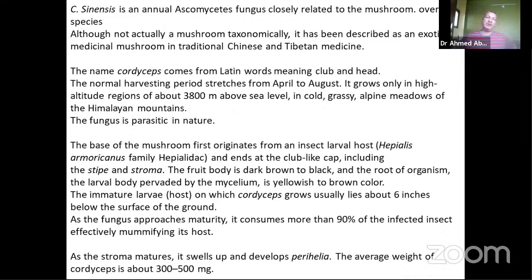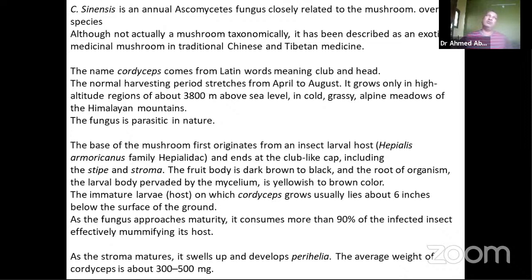I told you that many of the Northeast people go for the collection of these cordyceps in the mountain regions of the Himalayan region. The collecting time is April to August. I told you it grows in very high altitude places, 3,800 meters above sea level. It should be cold, grassy, and meadows. All these are found in our Himalayan location.